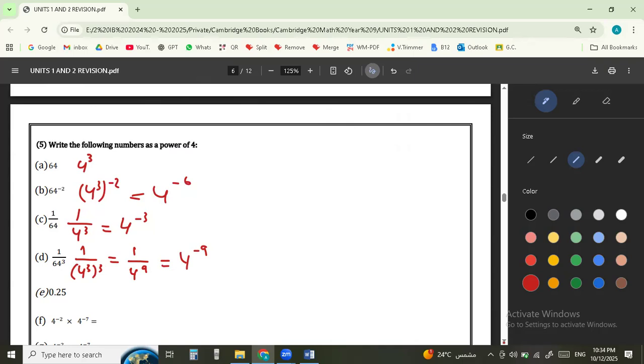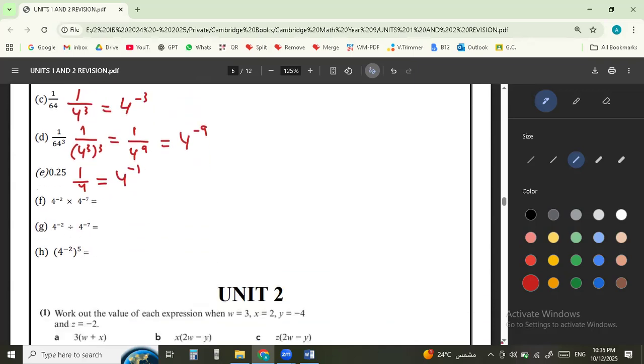0.25. Oh my God, mister, what am I supposed to do here? How can I write this as a power of 4? Well, the first thing that you're supposed to do is to write it as a fraction. So it is 1 over 4. Now I can make it as a power of 4. 4 to the power of -1.